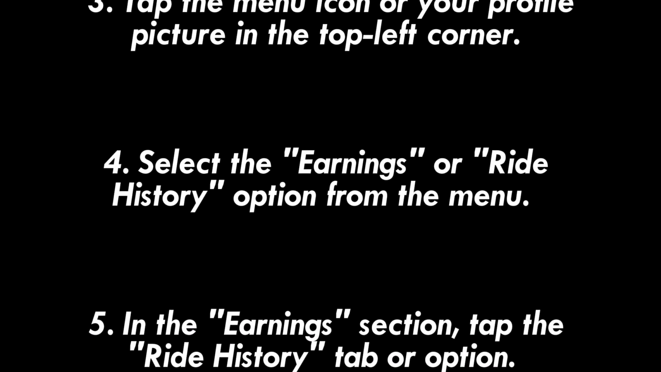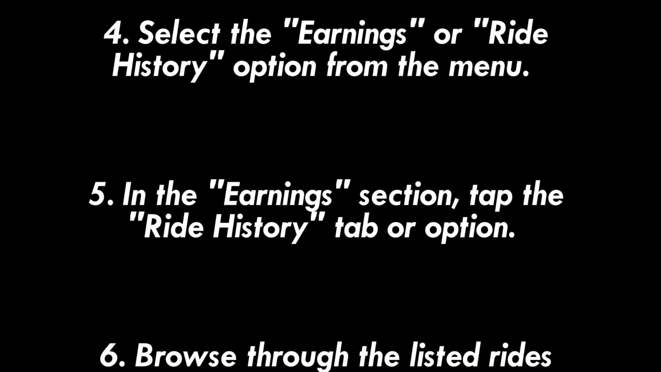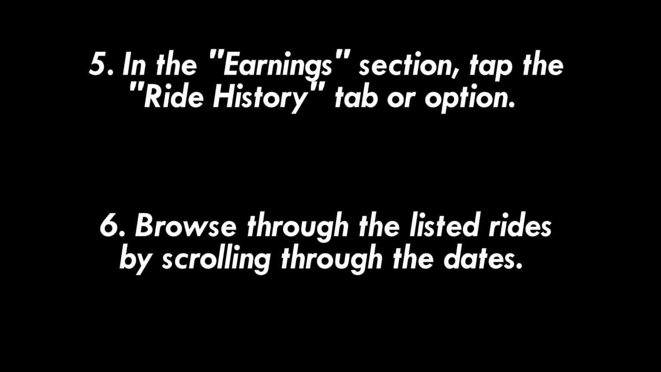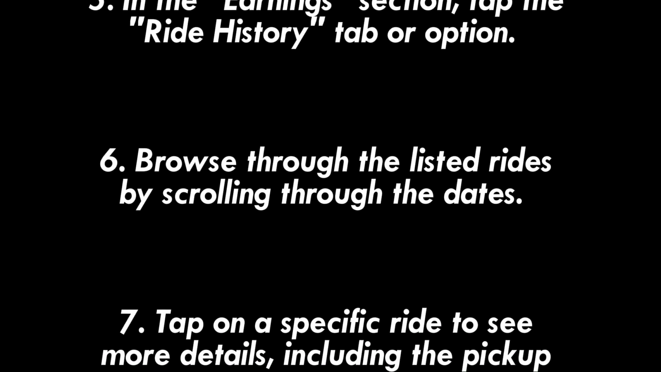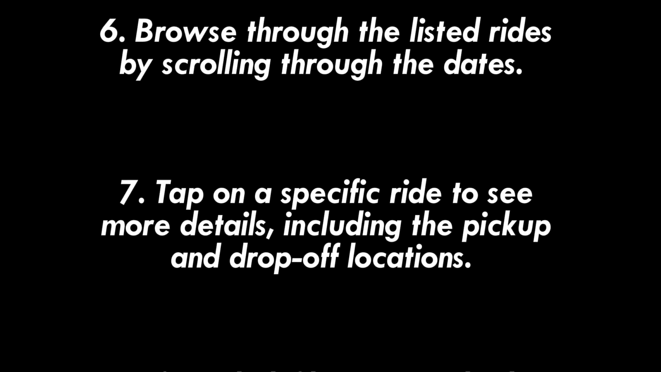5. In the earnings section, tap the ride history tab or option. 6. Browse through the listed rides by scrolling through the dates. 7. Tap on a specific ride to see more details, including the pickup and drop off locations.